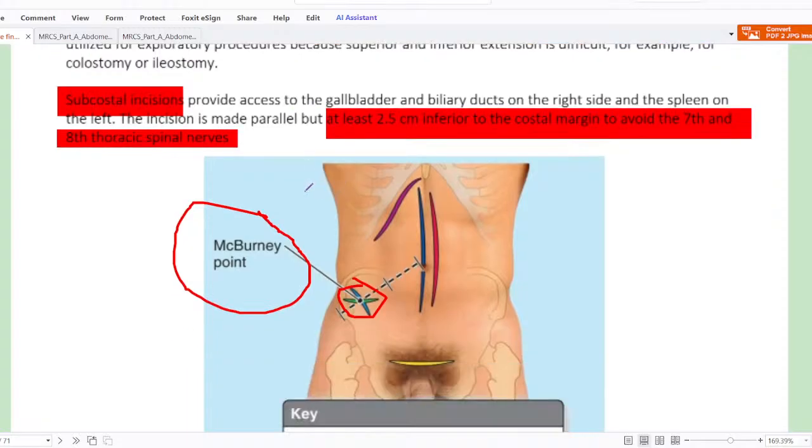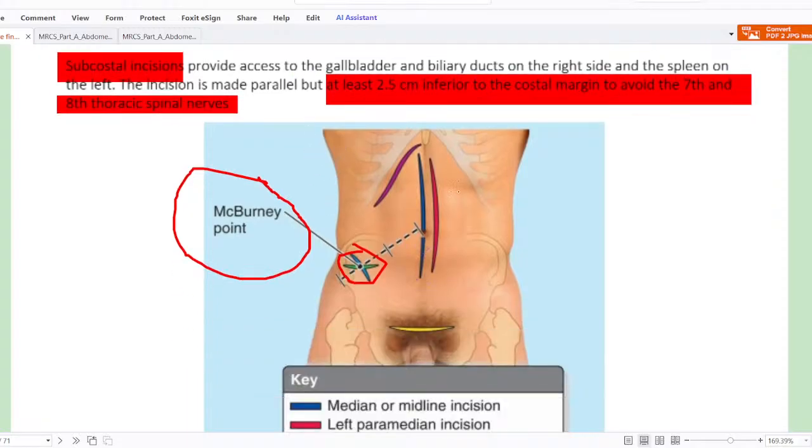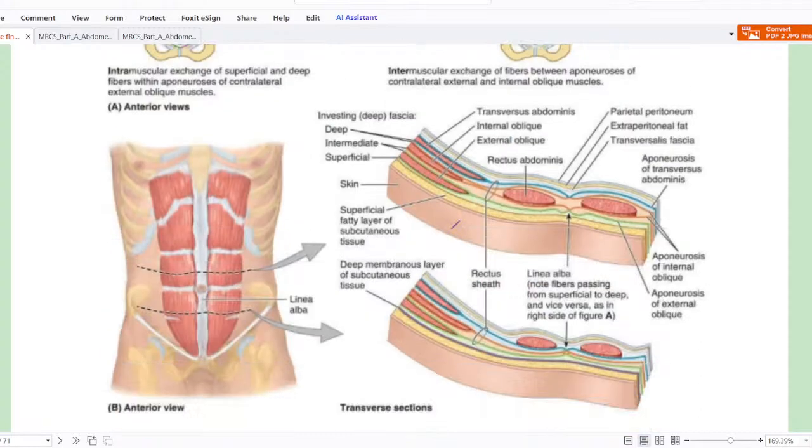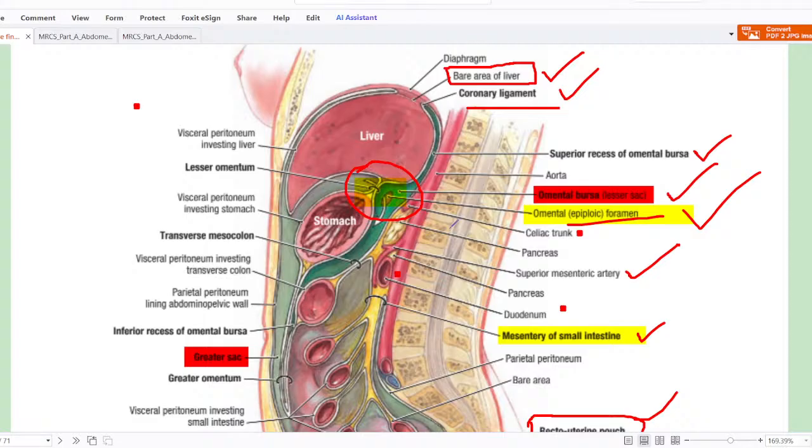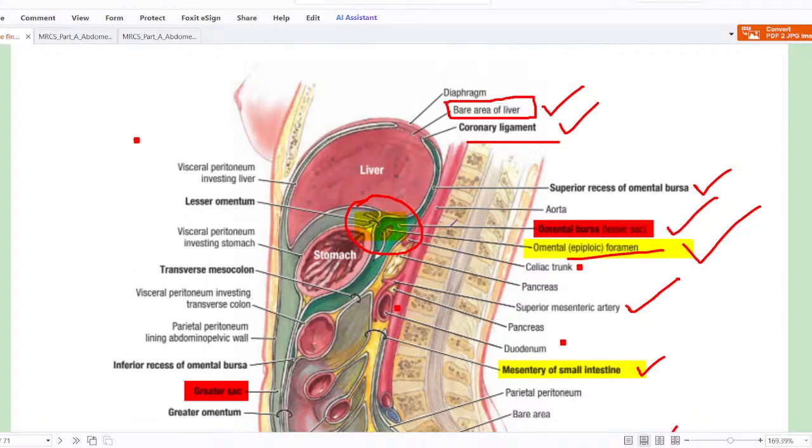These are not that much important. You can just have a look at the name, McBurney's point. This part is important. Okay.